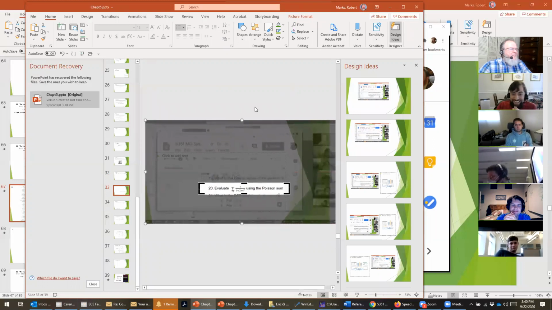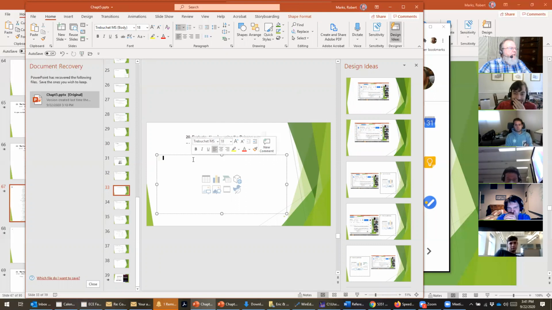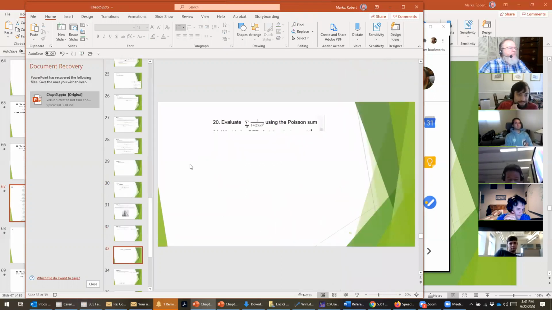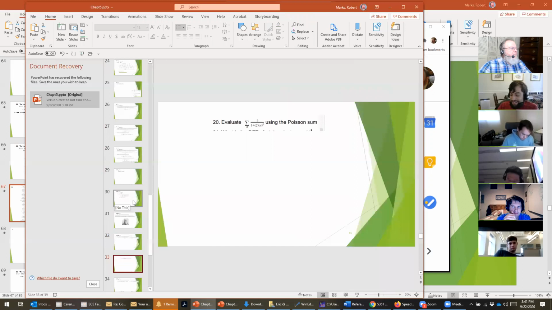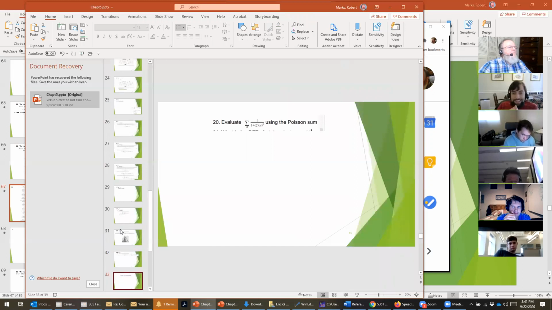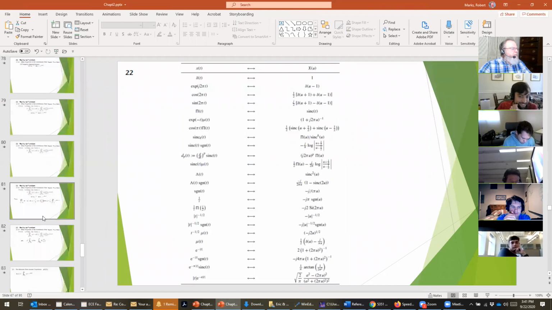Okay, there we go. Okay, so we have this here, and we want to apply it to the Poisson Sum Formula. Let me go see if I can grab the Poisson Sum Formula. Wait, I'm in chapter 5. I don't want to be in chapter 5. Okay, I guess I want to be in chapter 5. So let's go see if we can find the Poisson Sum Formula.